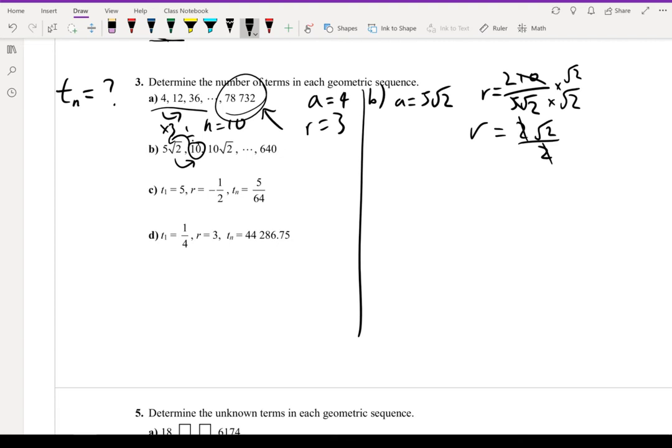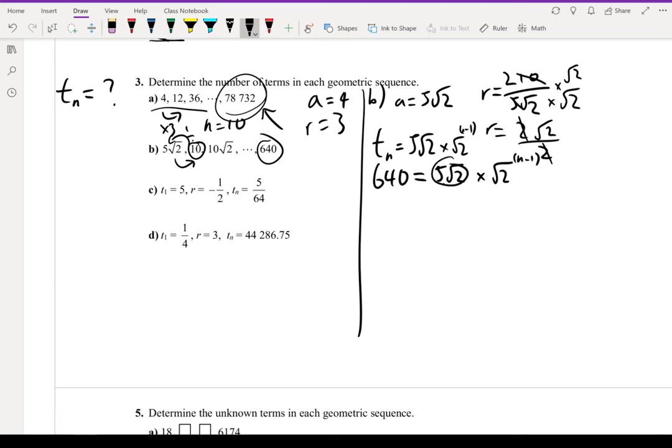Yeah, that's right. Good. Now, we know that t of n is 5 root 2 multiplied by root 2 to the power of n minus 1. And then we want to figure out what term 640 is. So we put that in. 640 is equal to 5 root 2 times root 2 to the power of n minus 1.